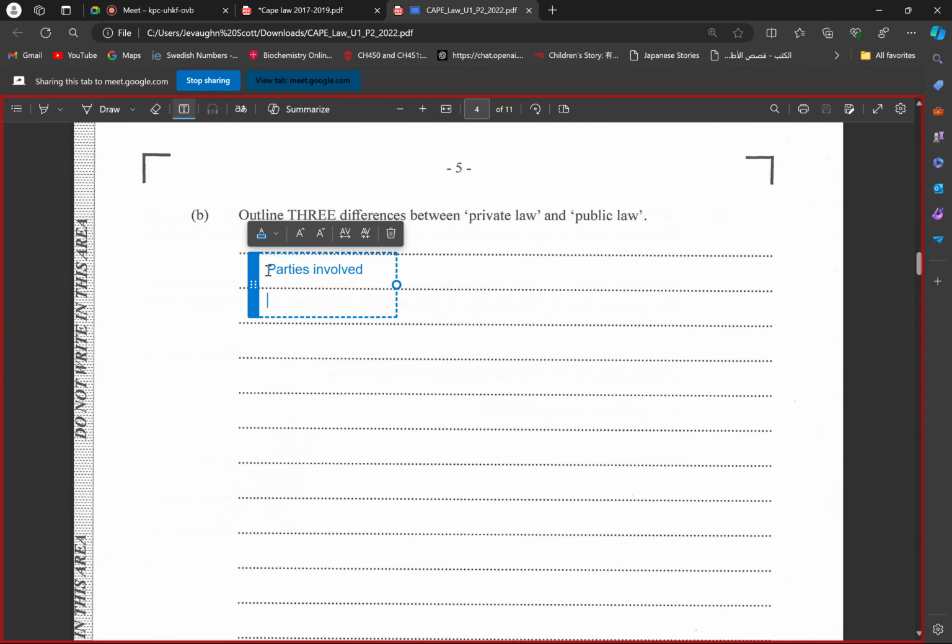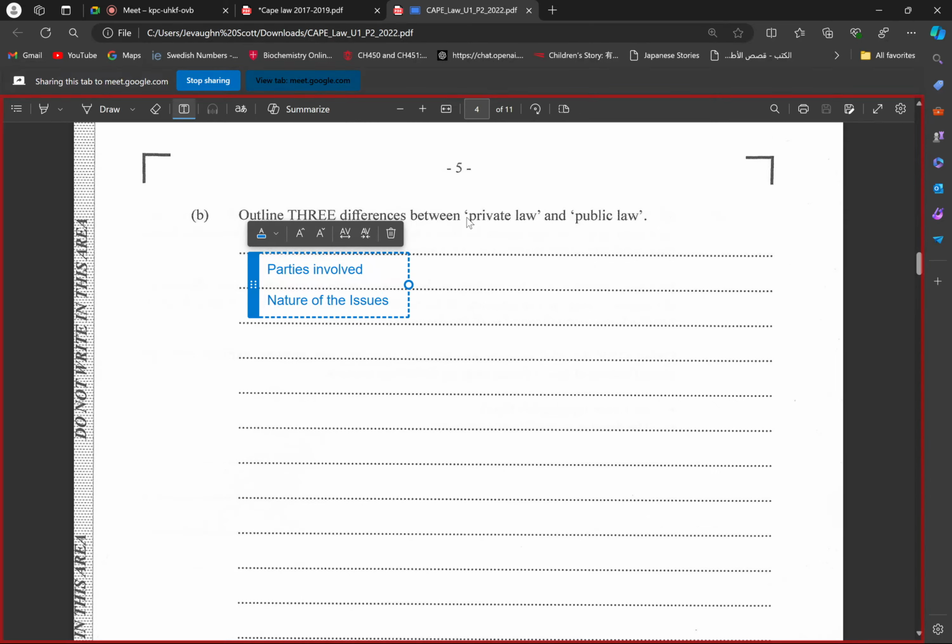The second one could be the nature of the issues. So with private, it tends to be with personal, commercial matters such as contracts, property, family law, torts, those type of thing. Excuse me, sir. Go ahead. Sir, I didn't hear what were the two types of private law.